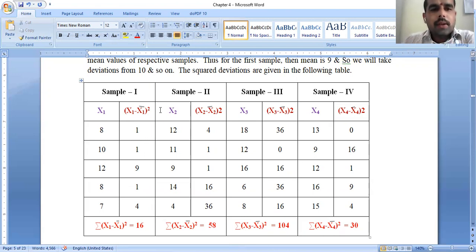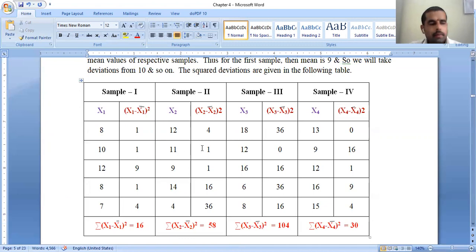Once again, observe carefully for sample 2 also. Here X2 values are 12, 11, 9, 14, 4. X2 minus X bar 2 whole square here. X bar 2, how much here? 12 minus 10 is 2, 2 square is 4.